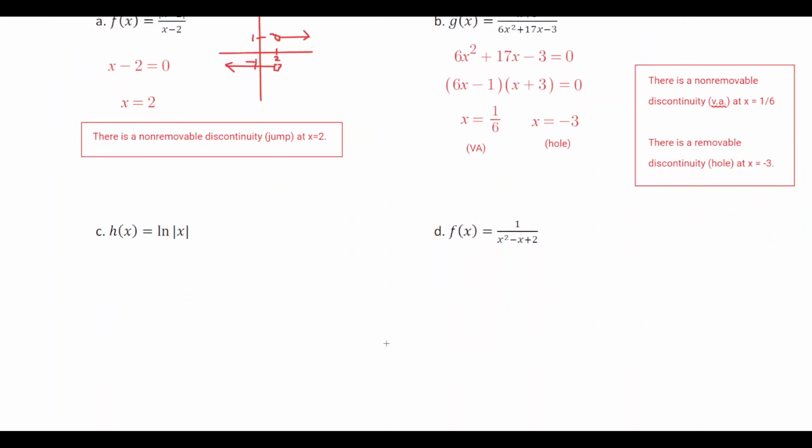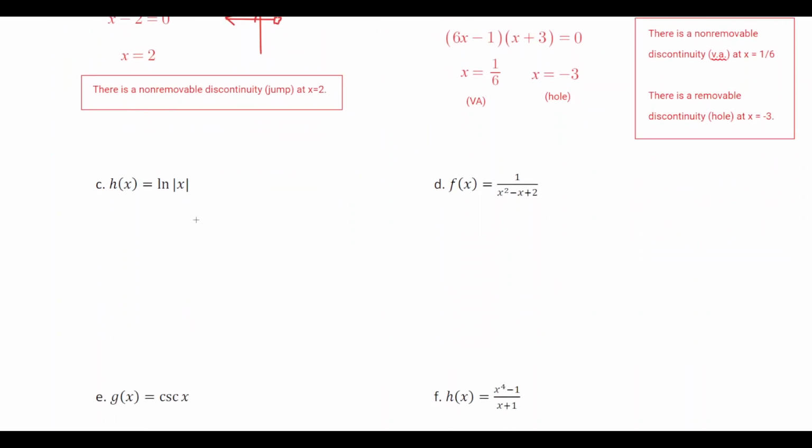Okay, this one is the natural log of the absolute value of x. Now, I'm not going to really expect that you know what this looks like right off the bat, but I do want you to think about this. Let's just say it was y equals natural log of x. It's been quite a while since you've had to graph this, so I have no problem with you looking at this graph on the calculator just to have a better idea of what's happening here. But the natural log, or really any logarithmic graph, is going to be the inverse of an exponential graph.